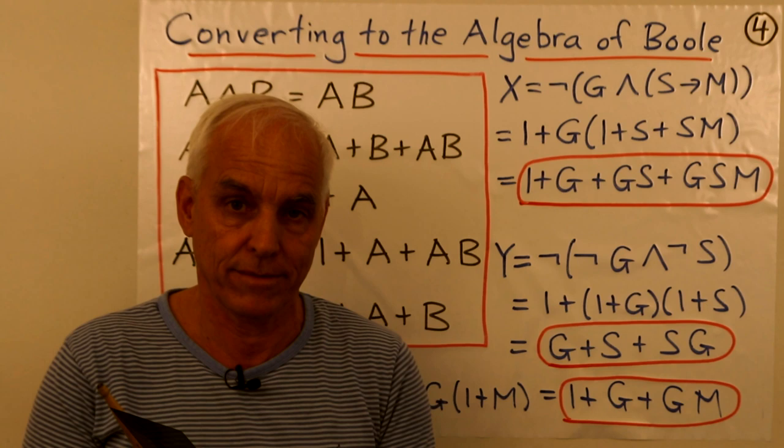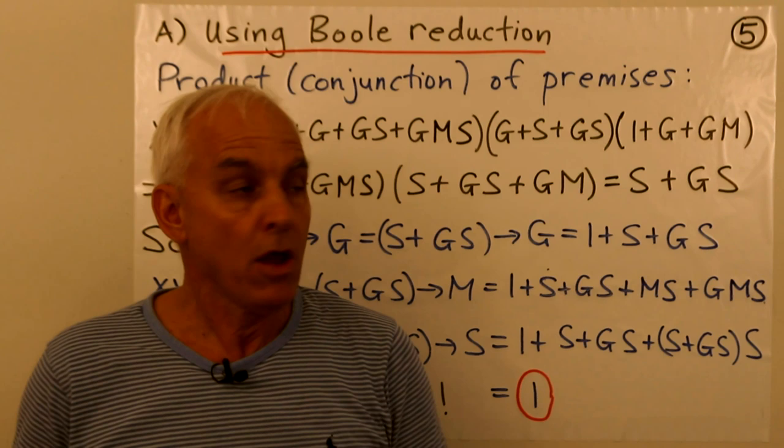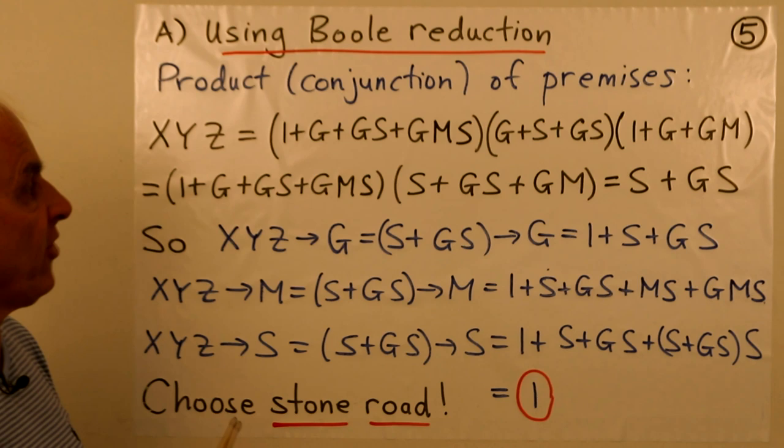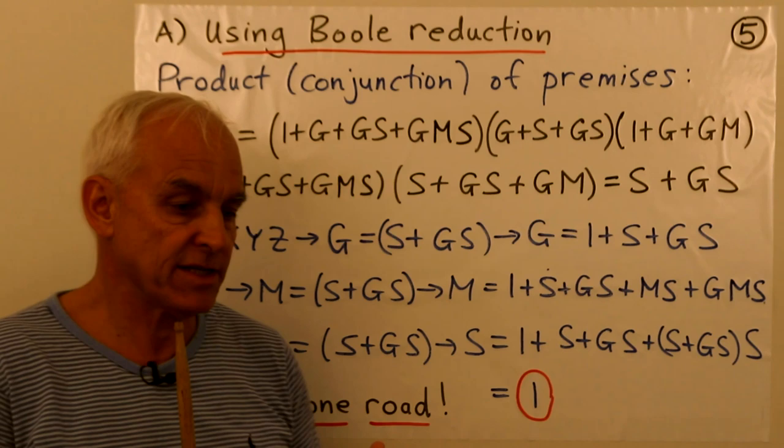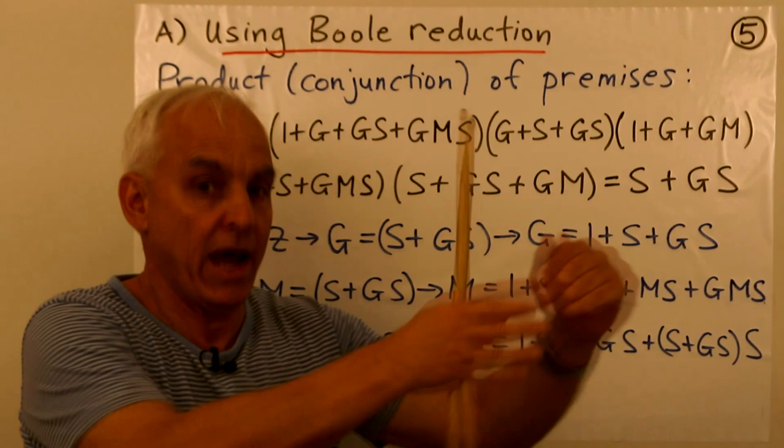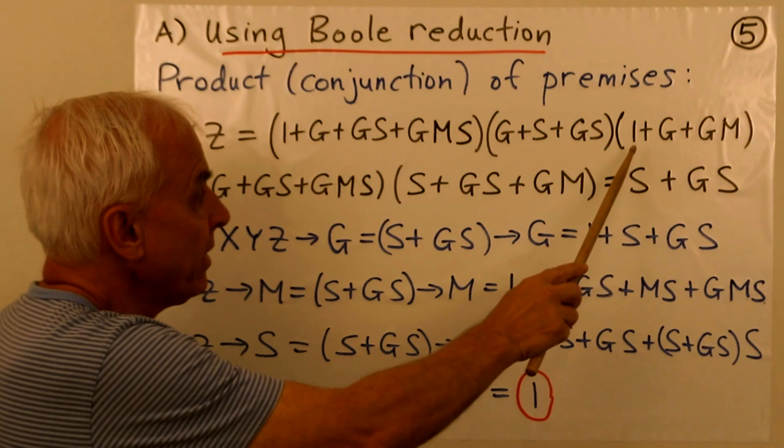So now we can illustrate our first approach, which is just to use Boole reduction. We have three premises, and so we form the product or conjunction of those premises by just multiplying them together. X times Y times Z. That represents the total premises: we are assuming X and we're assuming Y and we're assuming Z. All right, so there is our expression for X, expression for Y, expression for Z.